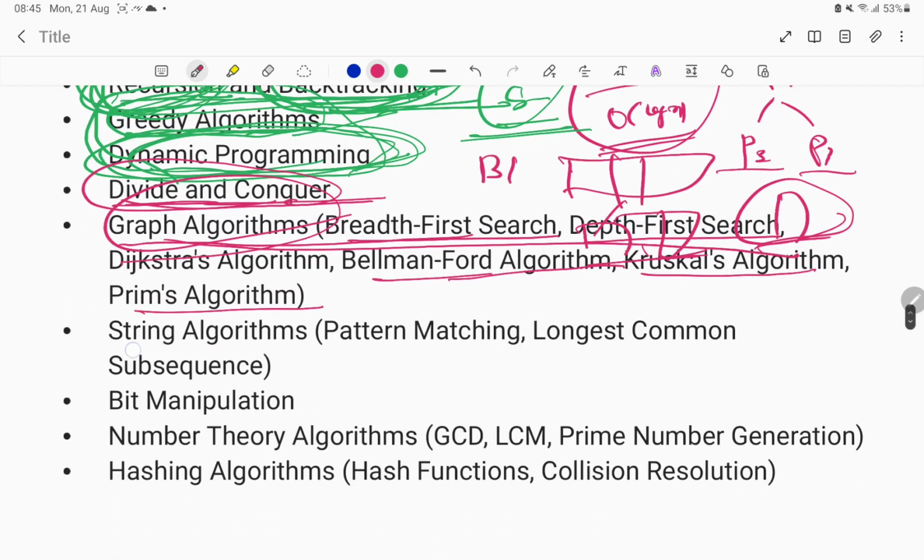Now string algorithms like pattern matching and longest common subsequence, that is called LCS. Those are very famous questions. And pattern matching is based on the two-pointer approach.